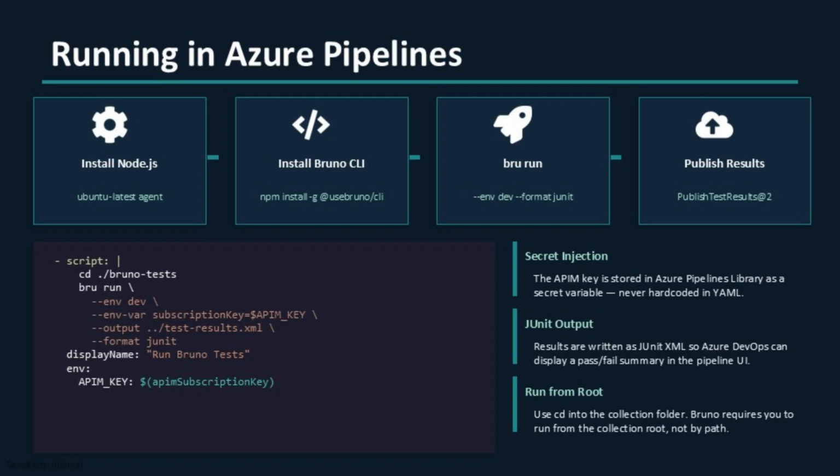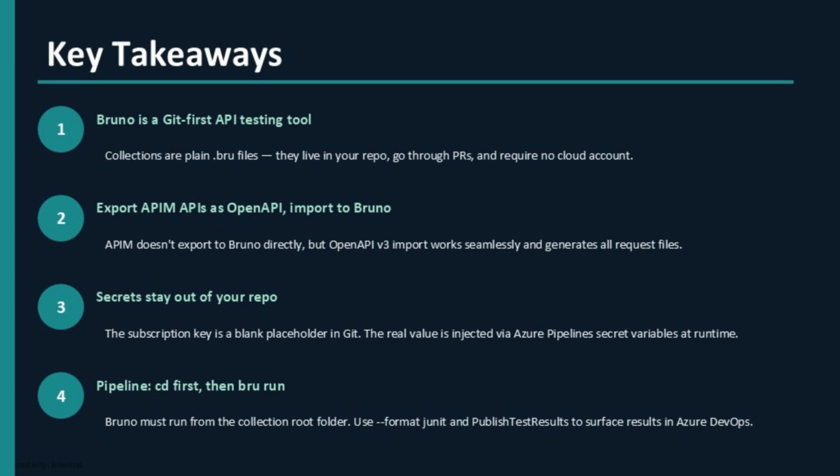To wrap up, 4 things to remember. 1. Bruno stores your API tests as plain text files in Git, making them a first-class part of your codebase. 2. Export from APIM as OpenAPI and import into Bruno to get started quickly. 3. Keep your subscription key out of the repo entirely. Use Azure Pipeline secret variables and inject it at runtime. And 4. When setting up the pipeline step, always cd into your collection folder first before calling bru run, and use JUnit format so results appear in your Azure DevOps Pipeline dashboard.